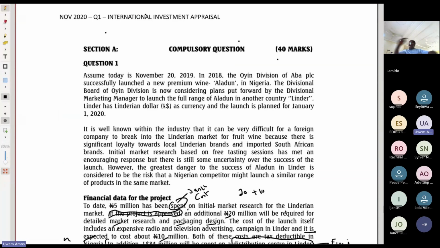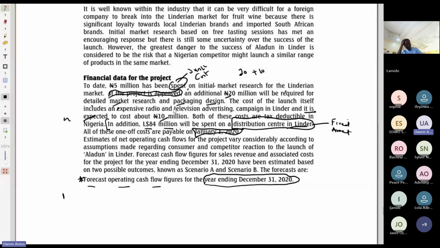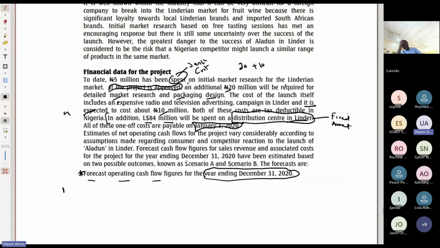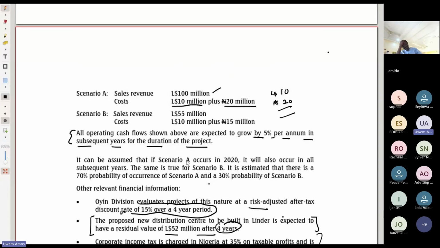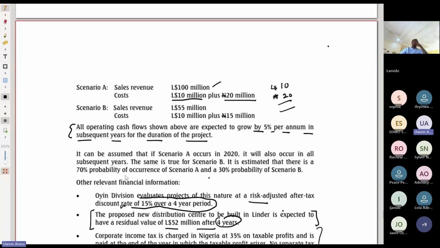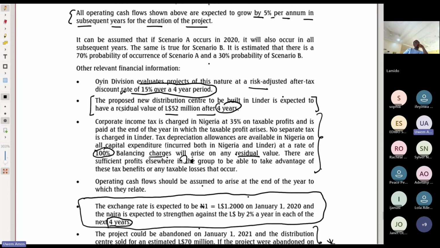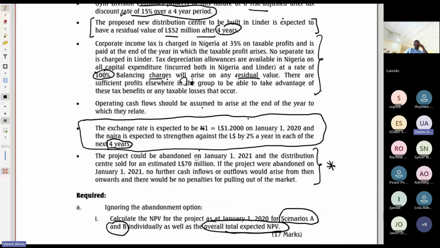So let's get to our question. Where's my question? Okay. So this is the intro. This is because we read it last week. I need to scan, because I don't want to read the question all over again. So this is the other investment. This is the scenarios there. This is the sales and cost. These are operating cash flow. These are the expected probability of A or B happening. This is cost of capital. This is residual value, corporate tax, balancing charge, operating cash flow, exchange rate, project abandonment.